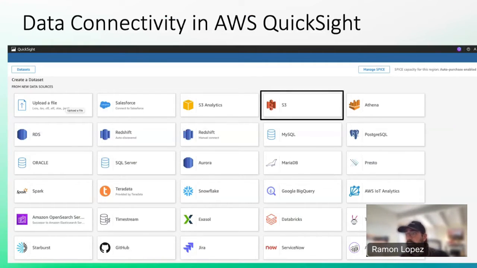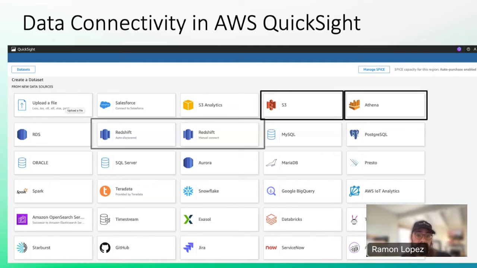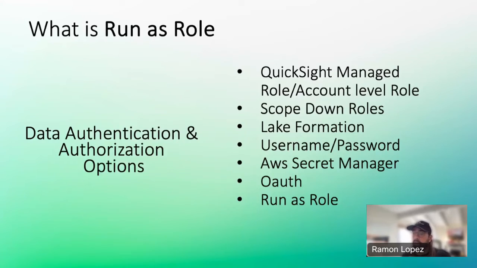Today, we're going to focus on 3 AWS services that provide access to data. One of them is S3, direct S3 connectivity. Two, we'll talk about Athena. And lastly, we'll talk about Redshift. Now, we're talking about connecting to these 3 data sources with a feature called run as role.